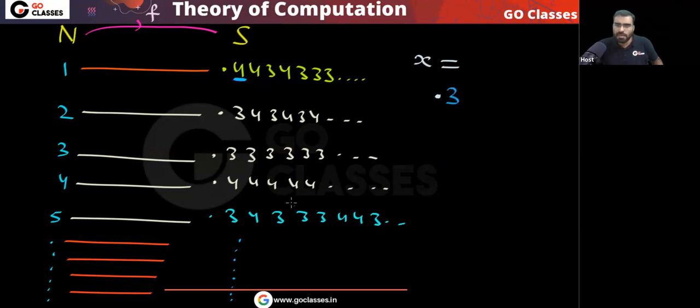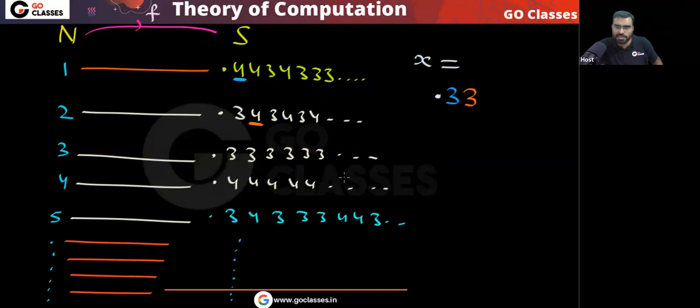Now tell me, whatever x I create, can I say that is definitely not mapping to 1? Yes or no? Agree? Because I am changing this digit. Now what will be my second digit? My second digit will be changed from here. I will create the second digit from here. This is 4, so I will again make 3. My second digit will be 3.